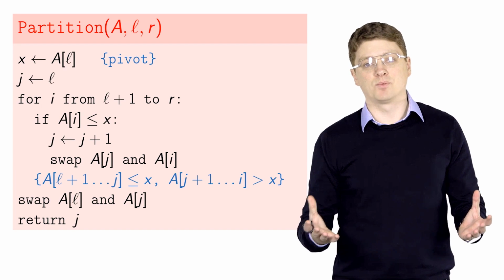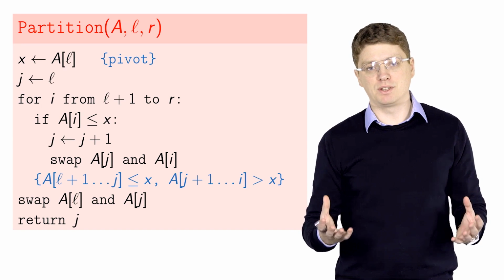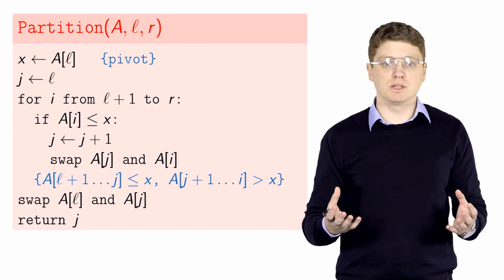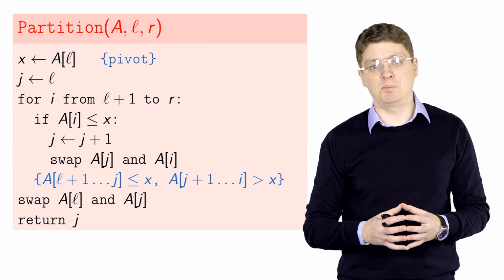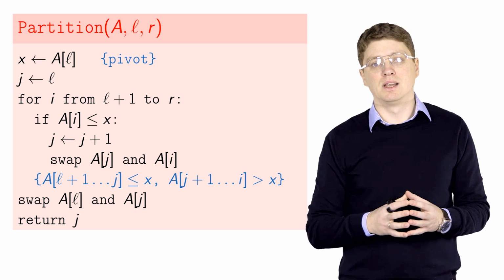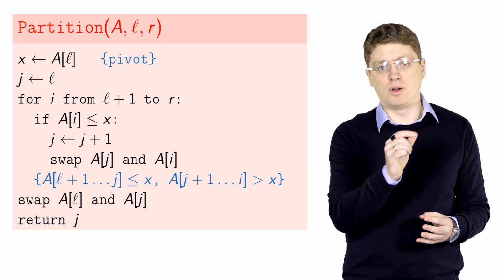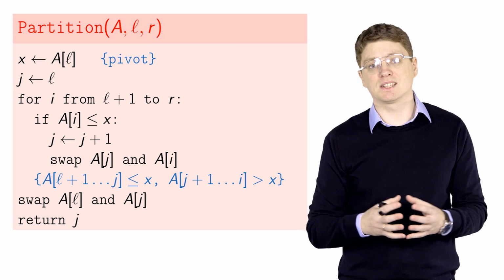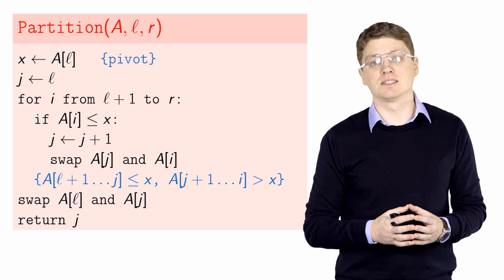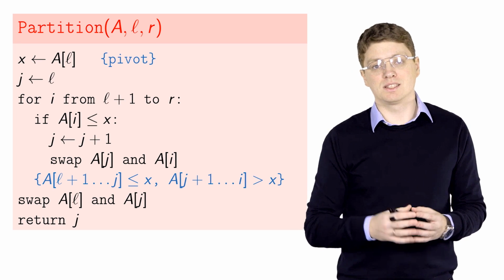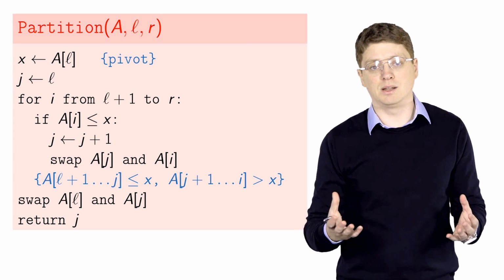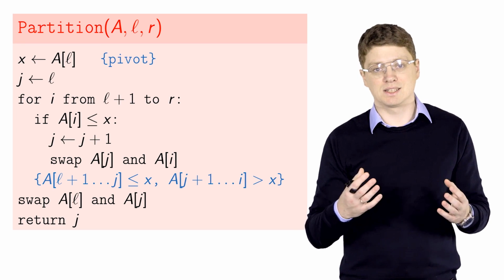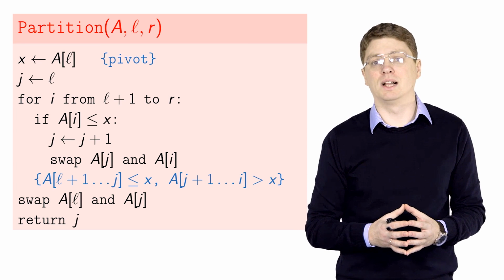We are now ready to present the pseudocode of the partition procedure. Recall that what we're going to do is to place some element x, which is called the pivot, into its final place, so that all the elements before x are at most x, and all the elements after x are greater than x. So as the pivot element in this procedure, we are going to use just the first element of the corresponding subarray. So x is assigned A of L.